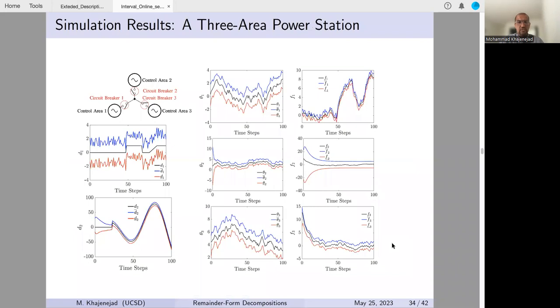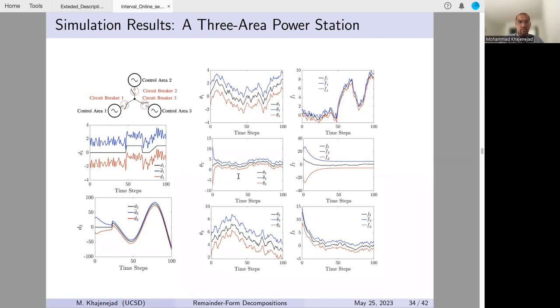And then just to see where we applied it, for example, on a three-area power station system, and as you can see, both states of this system, which are angular velocities and phase angles, and also these crazy unknown inputs or adversarial signals, can both be framed nicely with the computed framers.